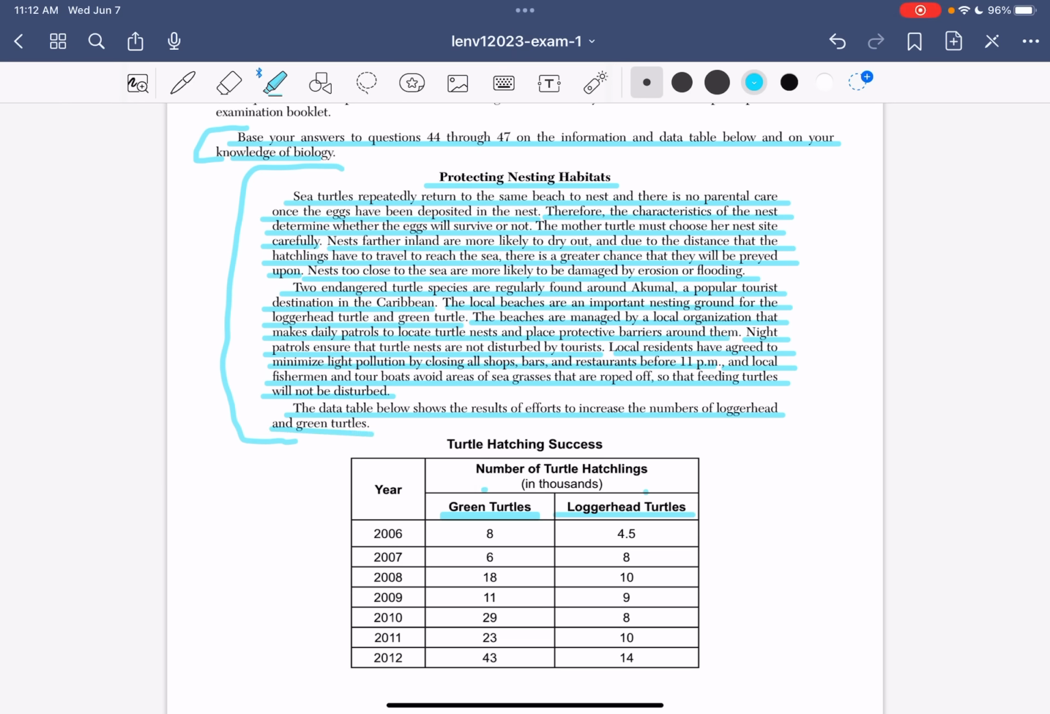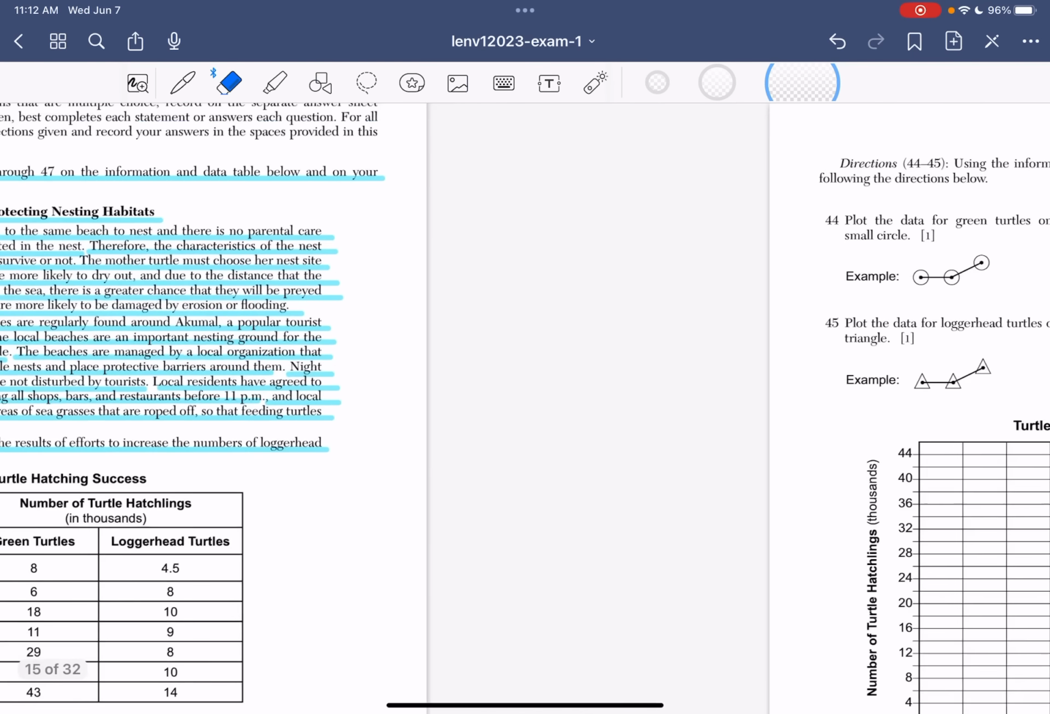Okay, so let's take a look at our data table. So this is turtle hatching success. This table talks about the number of eggs of turtles that hatched successfully. Okay, and then we have here, these numbers over here represent number of turtle hatchlings. This one is just for the green turtles, and this one is just for the loggerhead turtles, the 2 different species. And then, of course, here we have the years. But let me go ahead and erase this so that we are very clear to make our graph.